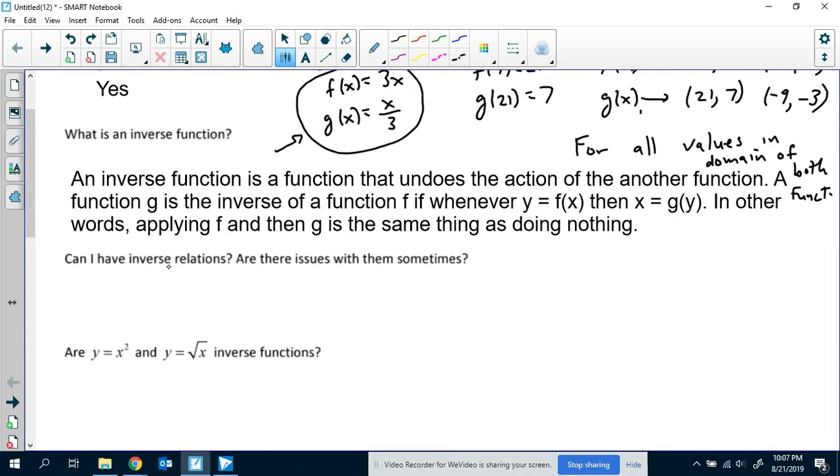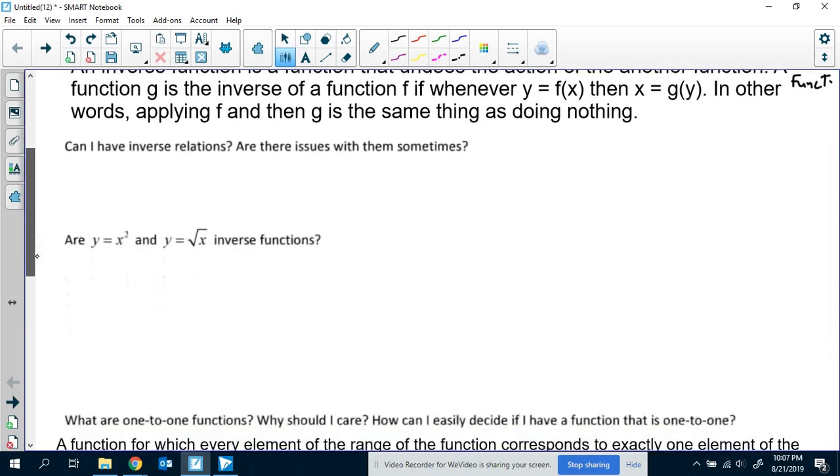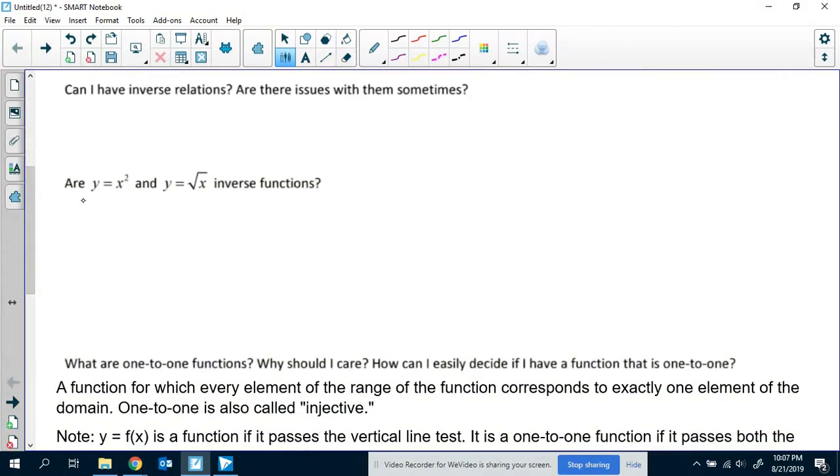Can I have inverse relations? So that's a little bit of a trickier concept. We'll get back to that in a second. We'll answer this question first in order to understand it. Are y equals x squared and y equals square root of x inverse functions? Well, let's take this to be f of x, and I'll call this f inverse of x.